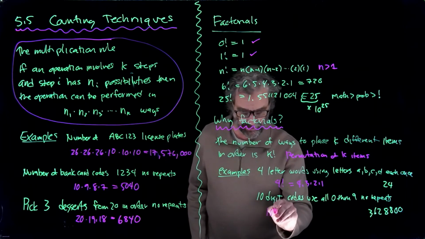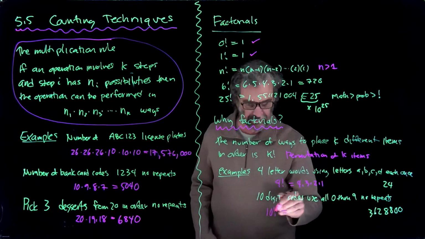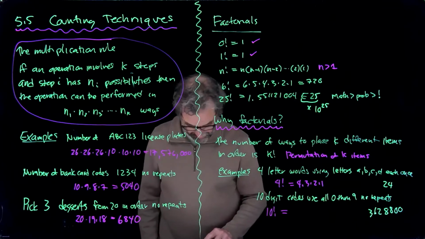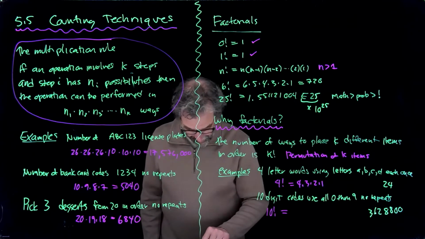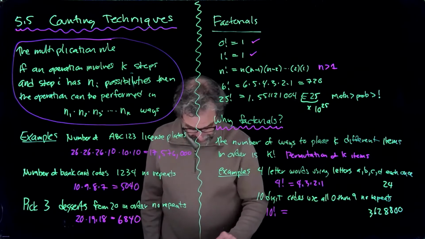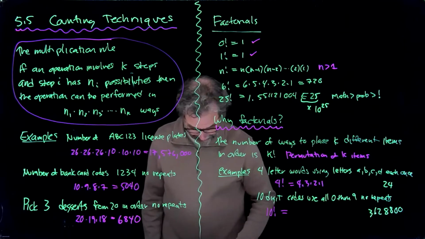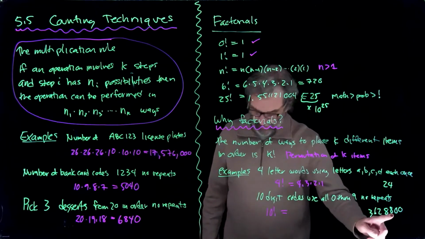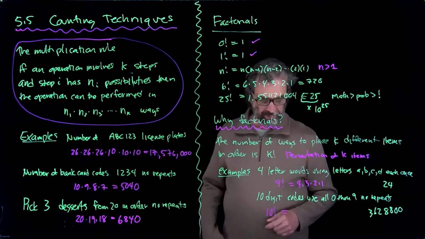10-digit codes, 0 through 9, no repeats. 10 factorial. 10 choices for the first digit, and 9 for the second, and so on. So I'm going to type 10 here. Going math, prob, down to factorial. There it is. Hit enter. 362880. Correct. 10 factorial.